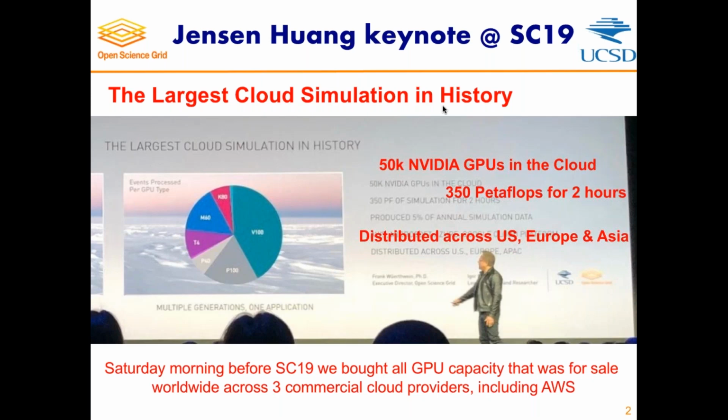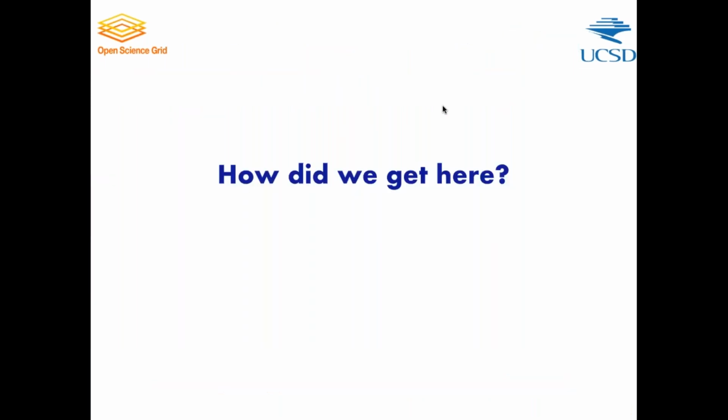As you can see on this slide, he advertised us as the largest cloud simulation in history, 50,000 NVIDIA GPUs in the cloud, 350 petaflops for 2 hours, distributed across US, Europe, and Asia. And I'll show you later that we actually misestimated the amount of flops we had, and the actual number in the end, after reading our logs more carefully, was 380 petaflops at peak. So how did we get here?